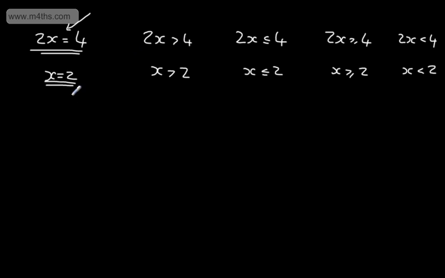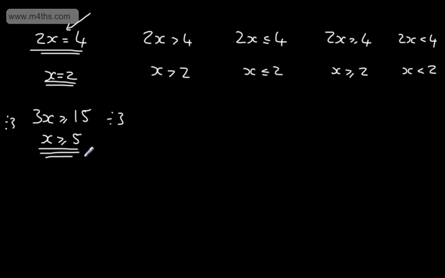So we've solved one inequality. Let's go for another one. So 3x is equal to or greater than 15. All we need to do is divide both sides of the inequality by 3, and that will give us now that x will be equal to or greater than 5. So we've solved this inequality.